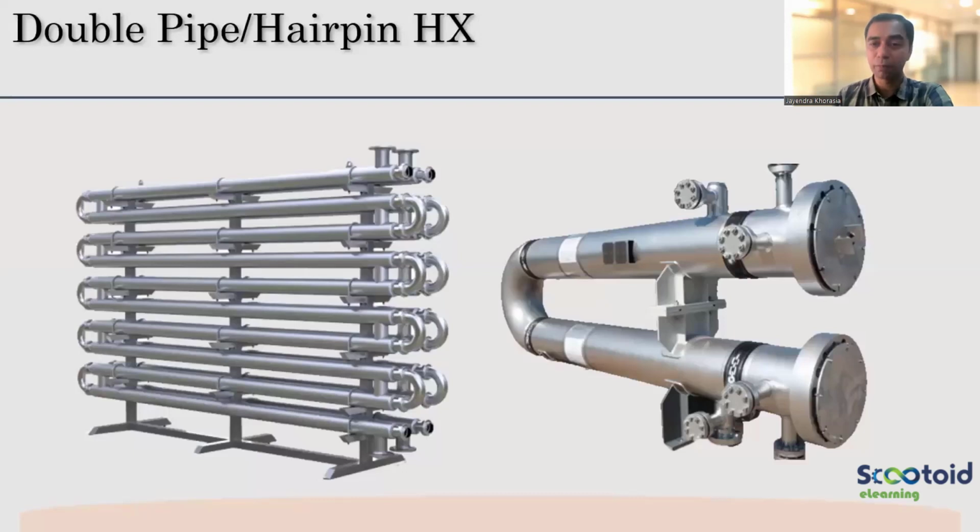Okay. Double pipe, two concentric pipes, so two fluids. Hairpin is nothing but again a shell and tube, but a U bend. The entire heat exchanger is in a U bend shape, the way it is shown in the figure.